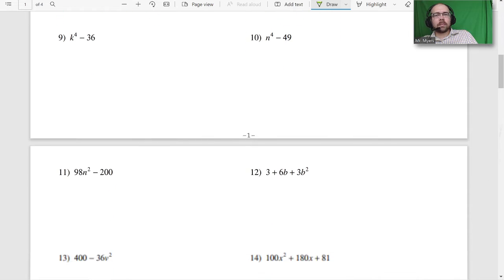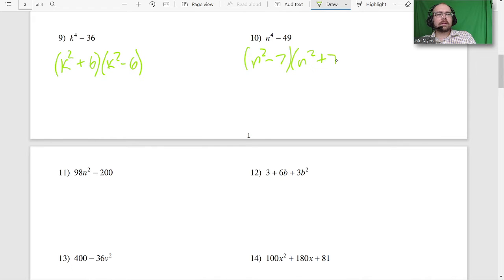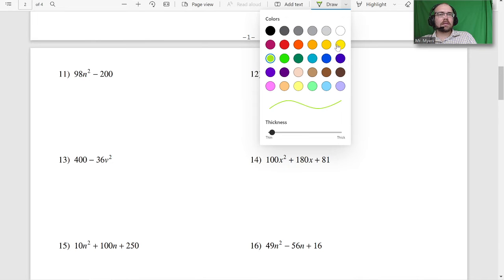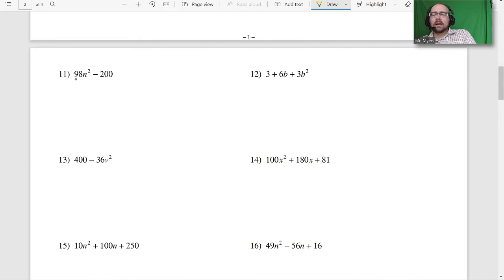And scroll down a little bit more. Square root, k squared plus 6, k squared minus 6. Again, n squared minus 7, n squared plus 7. Next set. Here is a problem that's a little bit different.